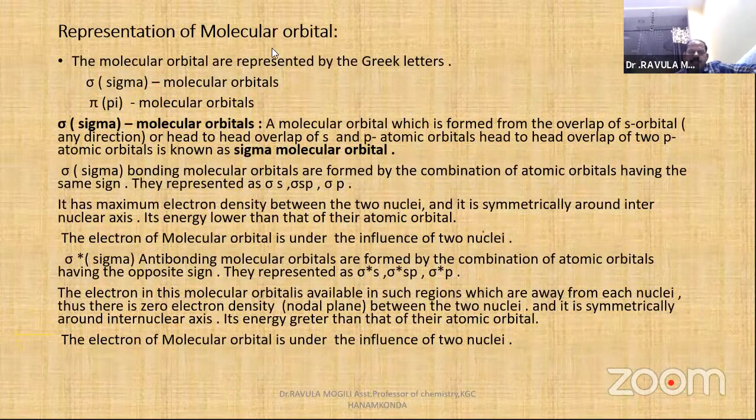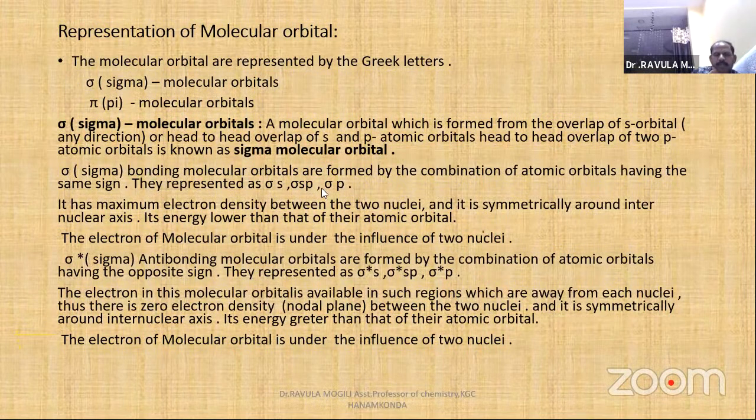So here is the representation of molecular orbitals. The molecular orbitals are represented by Greek letters: sigma molecular orbital, pi molecular orbital, or delta molecular orbital. A sigma molecular orbital is a molecular orbital formed from the head to head overlap of s and p atomic orbitals, head to head overlap of two atomic orbitals. P atomic orbitals overlapping head to head is known as a sigma orbital.